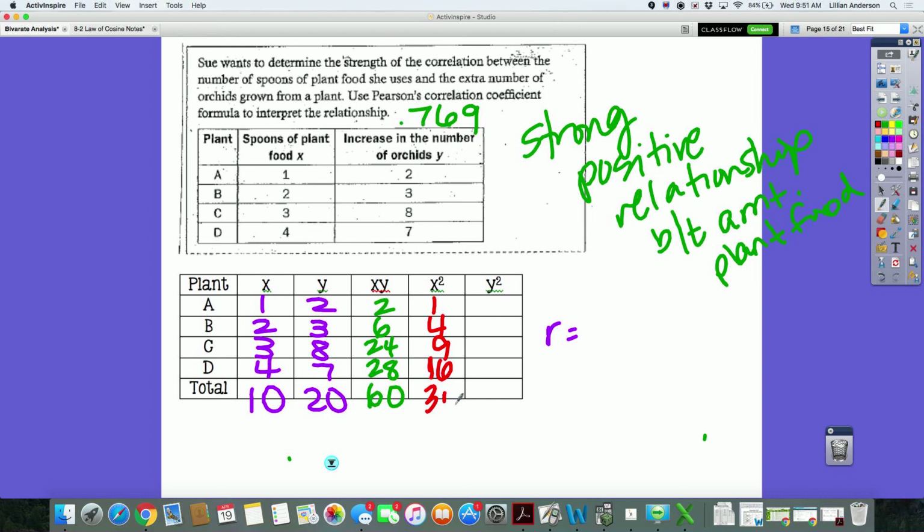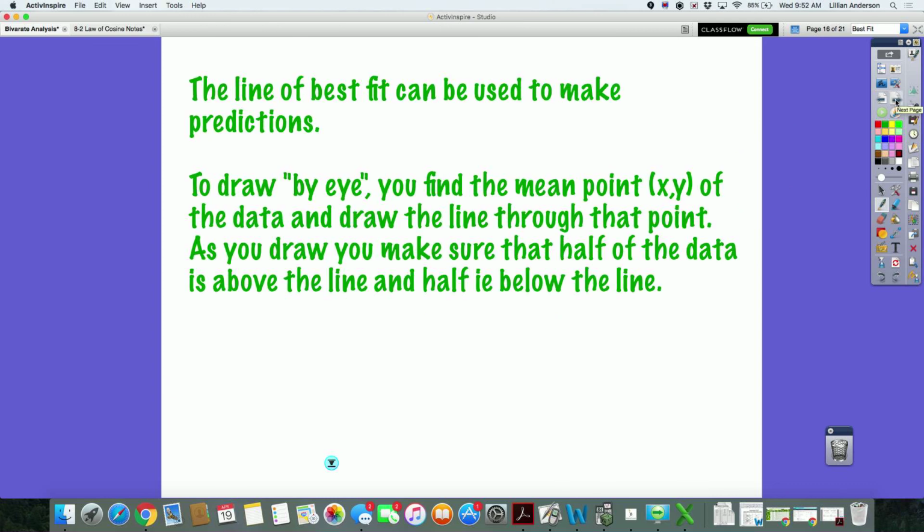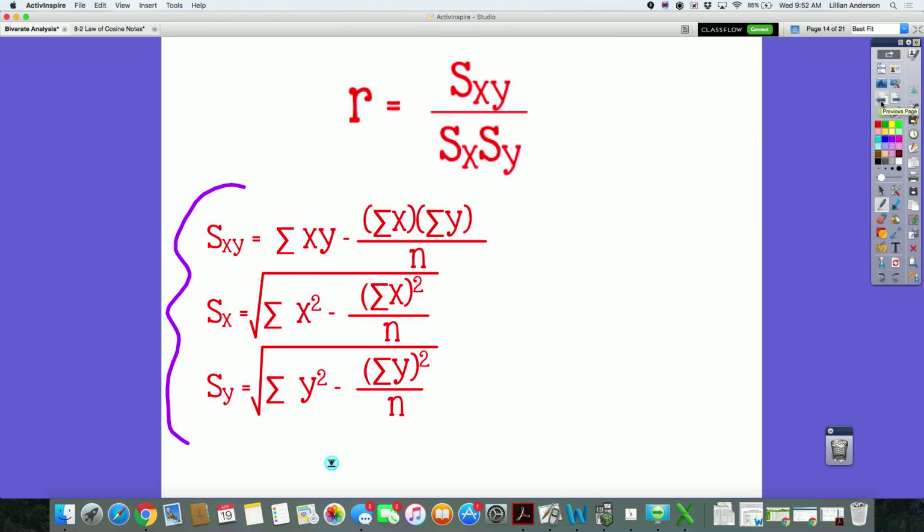And lastly, my y squares. What's 2 squared? 4. 3 squared? 9. 8 squared? 64. 7 squared? 49. Almost gave you the answer there. What's the sum? 126. Okay, so the totals represent the sum of these respective columns. So when we go to figure out exactly what our correlation coefficient is by hand, we're going to use those values. So let's plug it in.